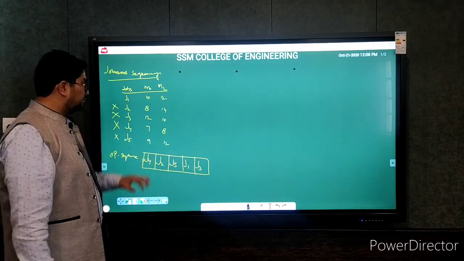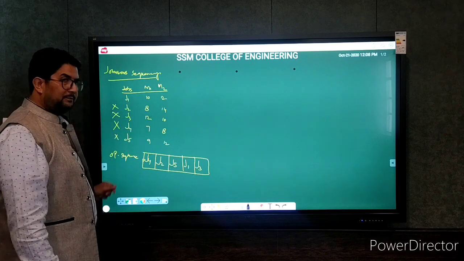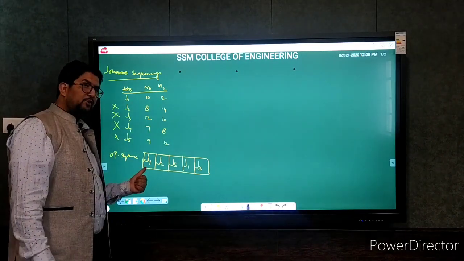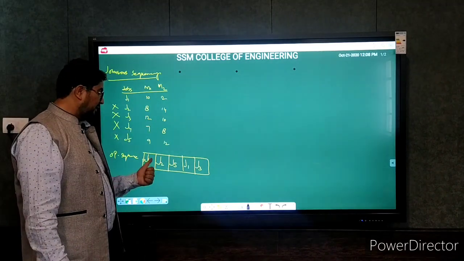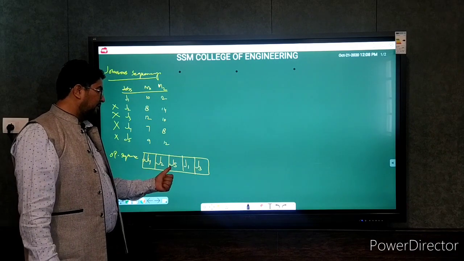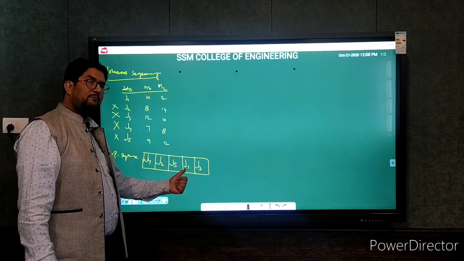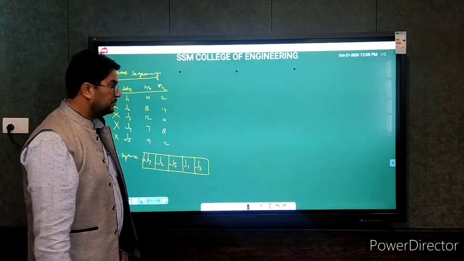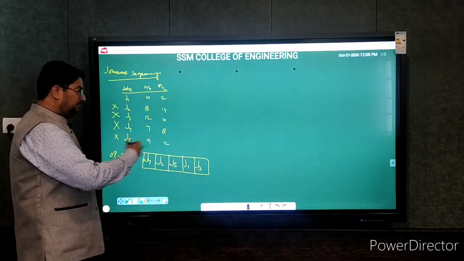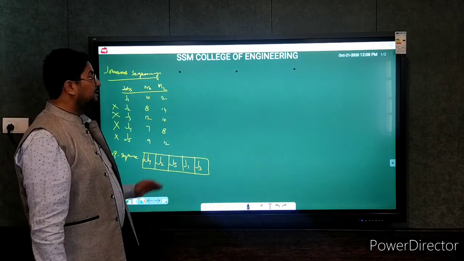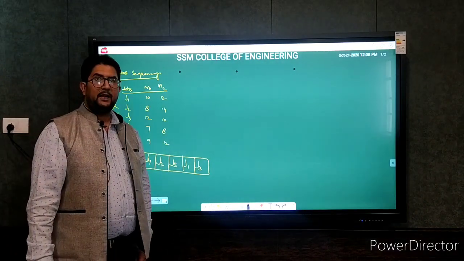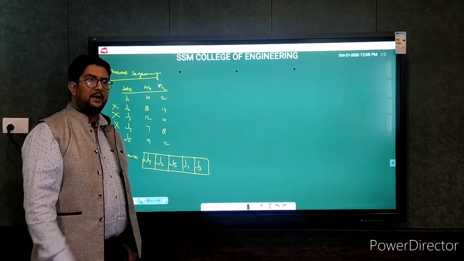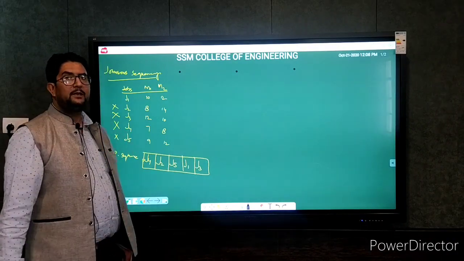The optimal sequence to complete all these jobs is that we'll take job 4 first, then job 2, then job 5, then job 1, and then job 3. So now after we have found the optimal sequence, we'll go to the elapsed time. We'll calculate the different times the jobs will be completed.